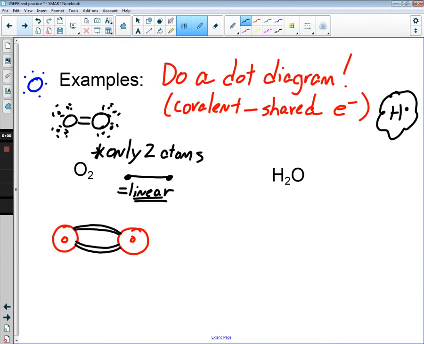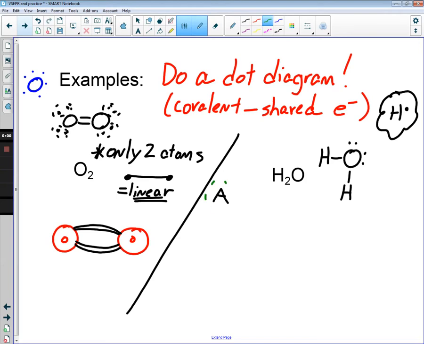And so it ends up forming, oxygen's got its lone pairs, it's sharing a pair with a hydrogen, sharing another pair with hydrogen. Now we've got more than 2 atoms, and so we can make a prediction about what kind of shape this thing's going to be. So we're going to use our AXE method on this. A is to identify the central atom. What's my central atom in this molecule? The oxygen. Very good. It's the one that's stuck in the middle.